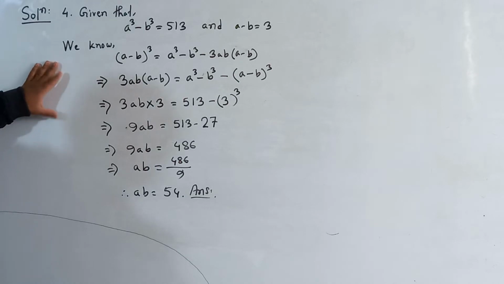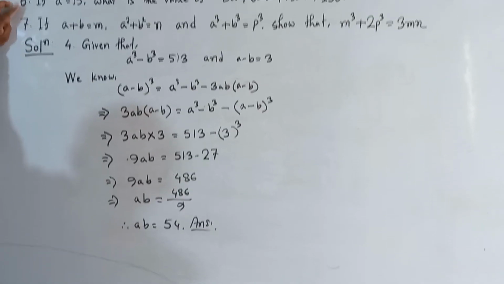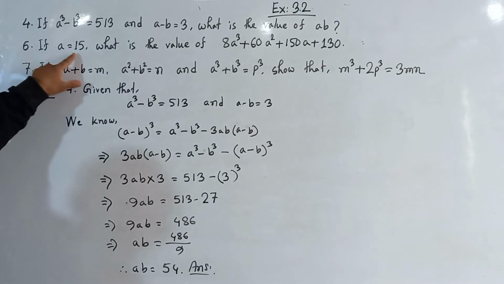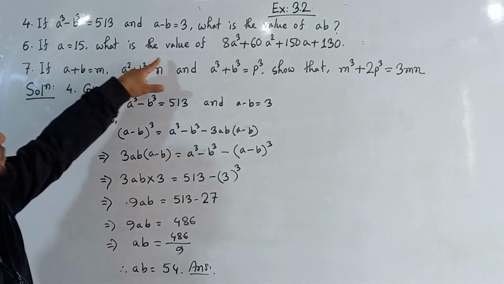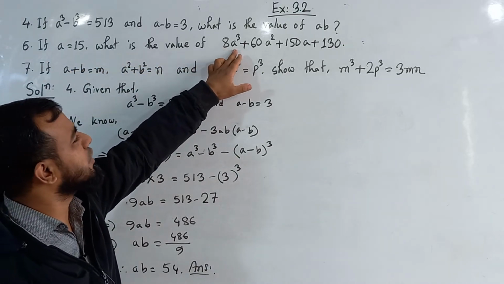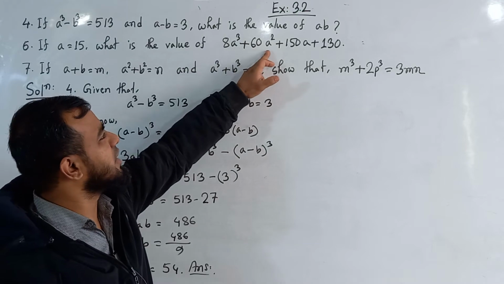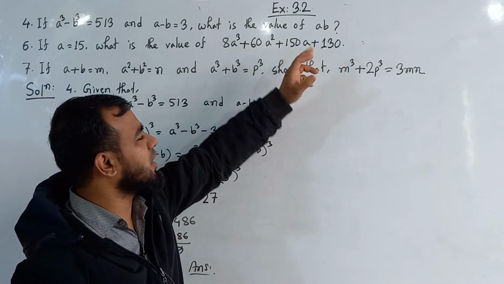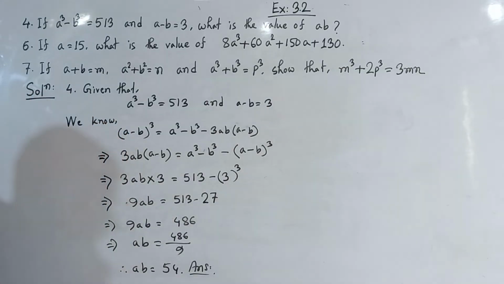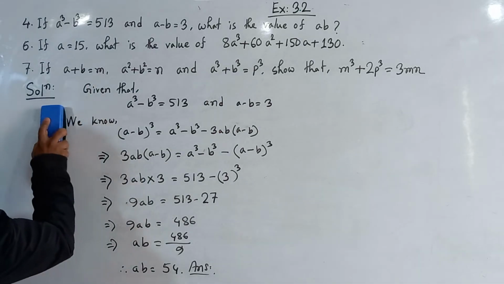Now I am going to solve the next question, number 6. Question number 6 is: if a is equal to 15, what is the value of 8a cube plus 60a squared plus 150a plus 130? We need to find out the value of that expression with the help of the value of a equal to 15. Now write it down.